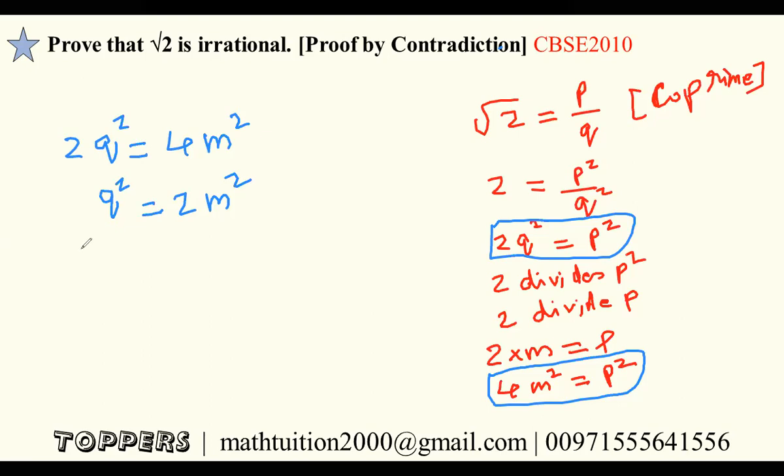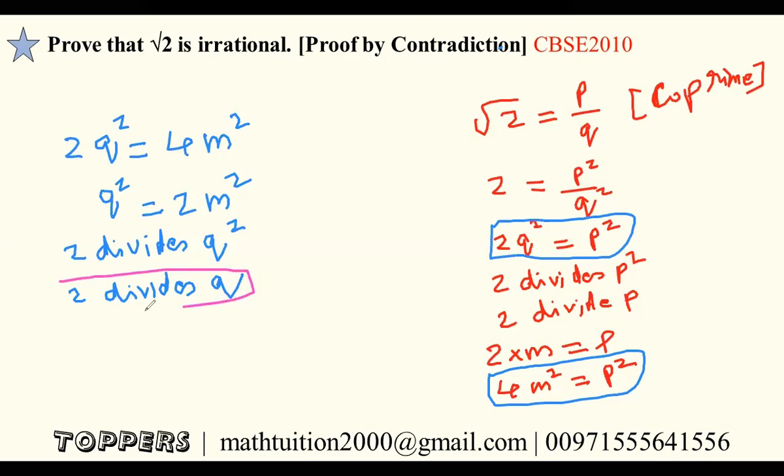But what we need is only 2 divides q square. So as per our theorem, direct consequence theorem or fundamental theorem of arithmetic, just we have discussed, we can say 2 divides q. 2 divides q square means it implies 2 divides q. See, now here 2 divides q. Here 2 divides p. It means what?